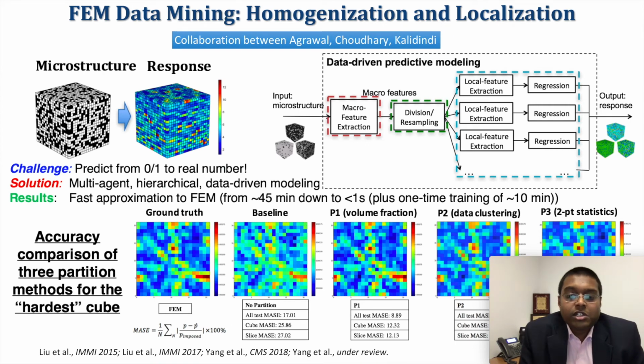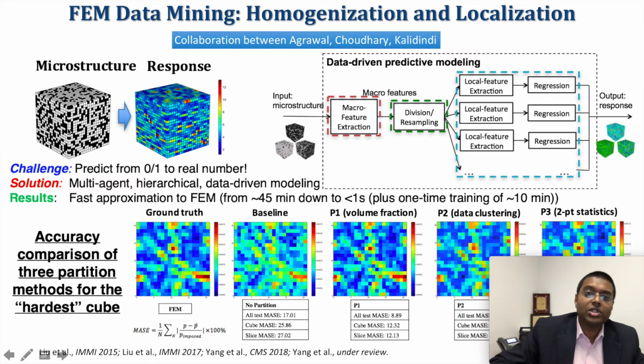Moving on to microstructure space, this is a collaboration with Surya Kalidindi from Georgia Tech, and here we're looking at the homogenization and localization problem. So given a two-phase composite, when we apply a loading condition at the macro scale, how does the strain get distributed at the micro scale? That is what the localization problem is.